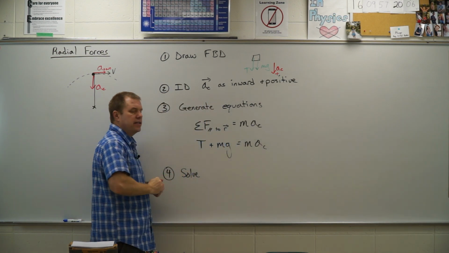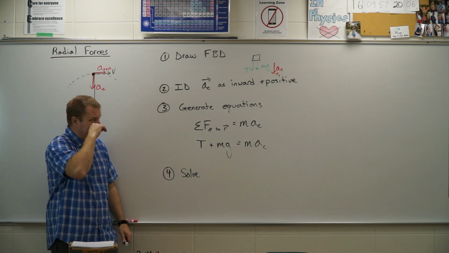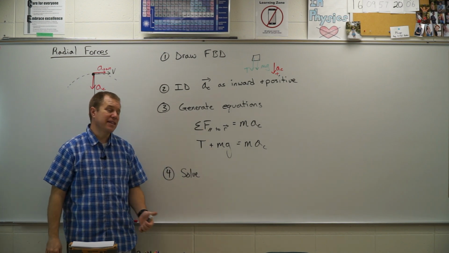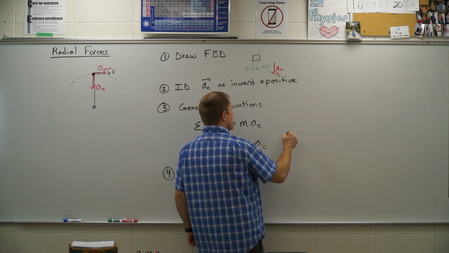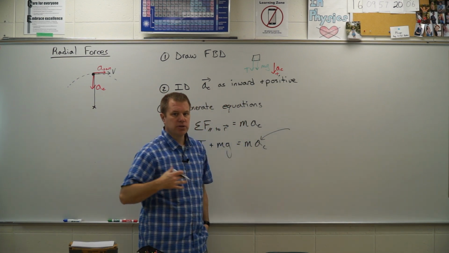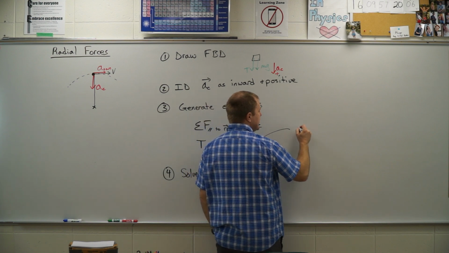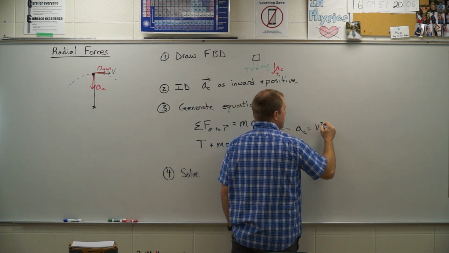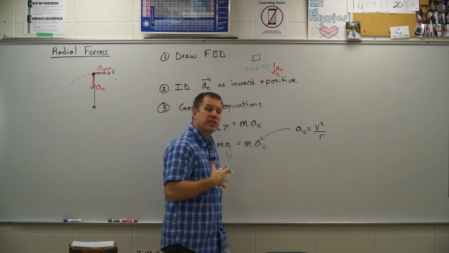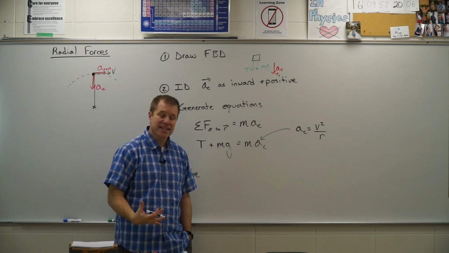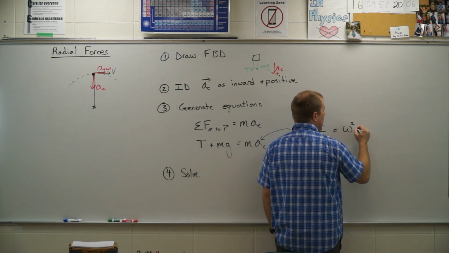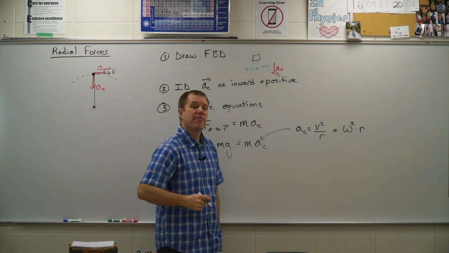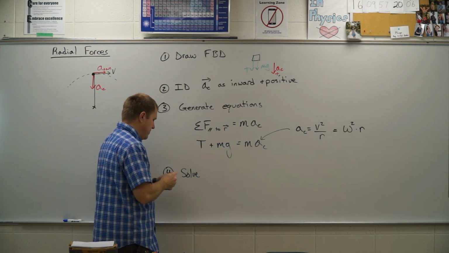At this point, we're into the solving process. Typically what's going to happen with this AC is we're going to do a bunch of substitutions. Some substitutions available to us: AC is equal to v squared over r. So if I know something like the linear speed, I'm going to make that substitution. Or I can make the substitution omega squared times r if I know the angular velocity.